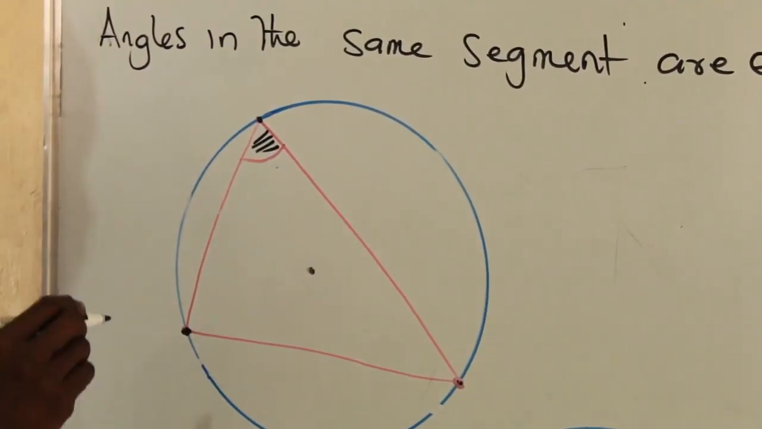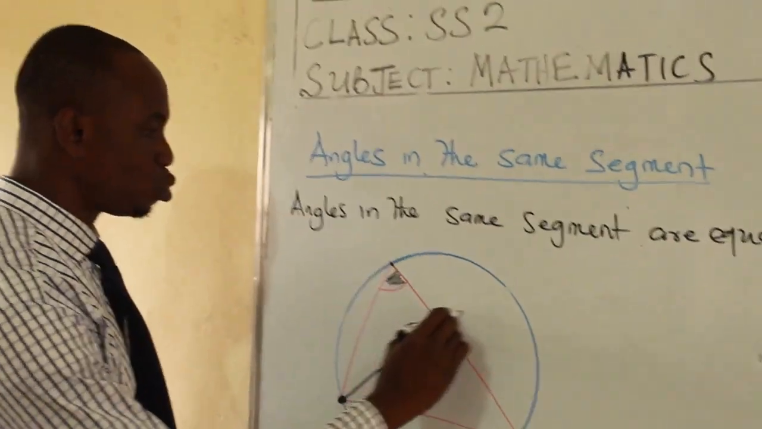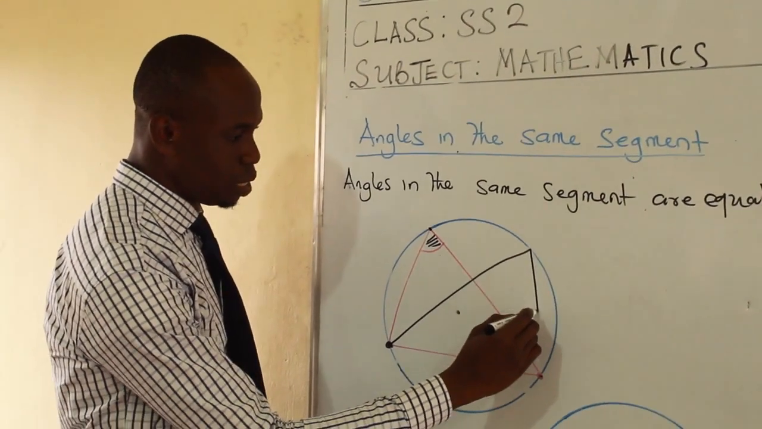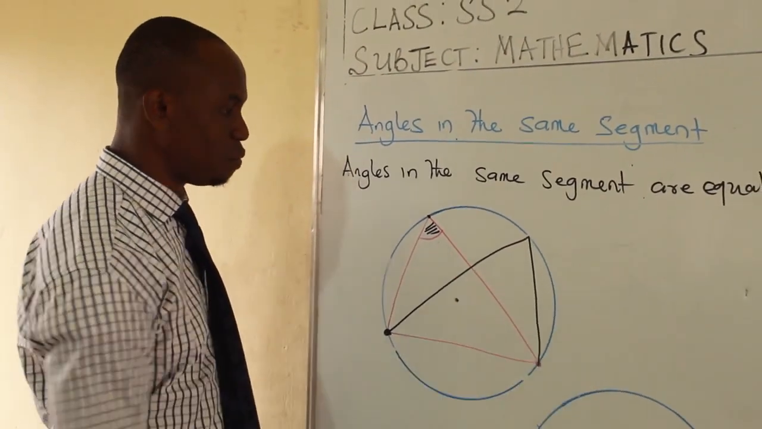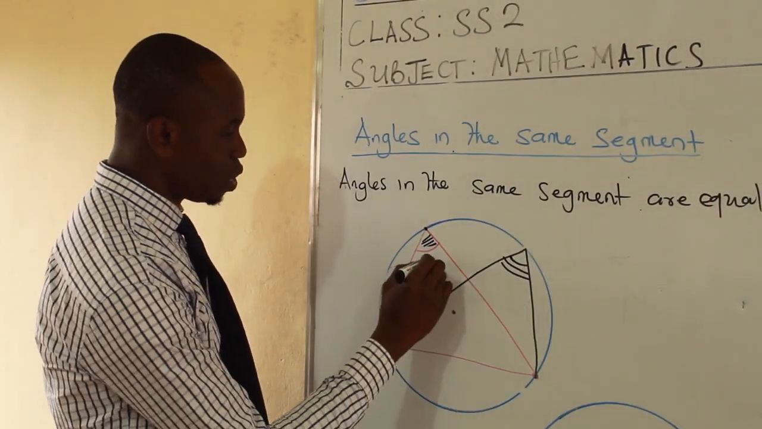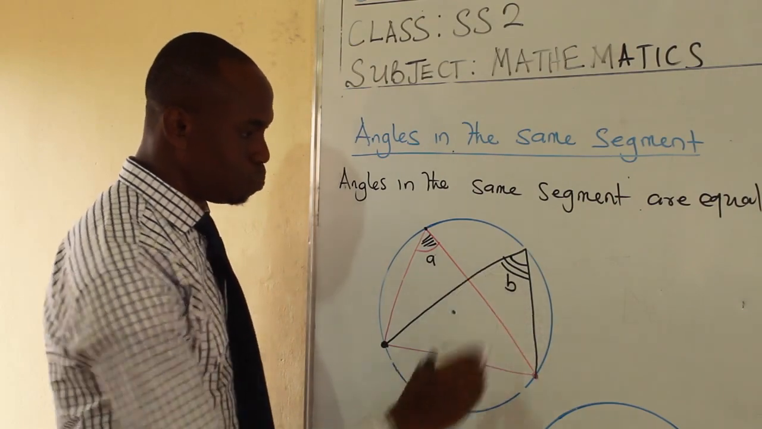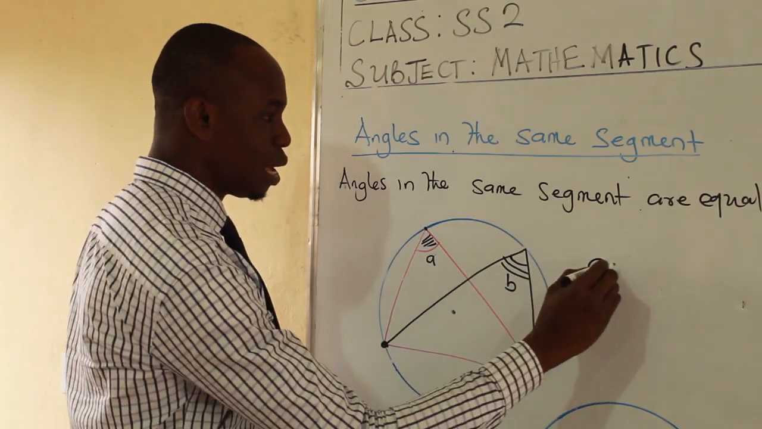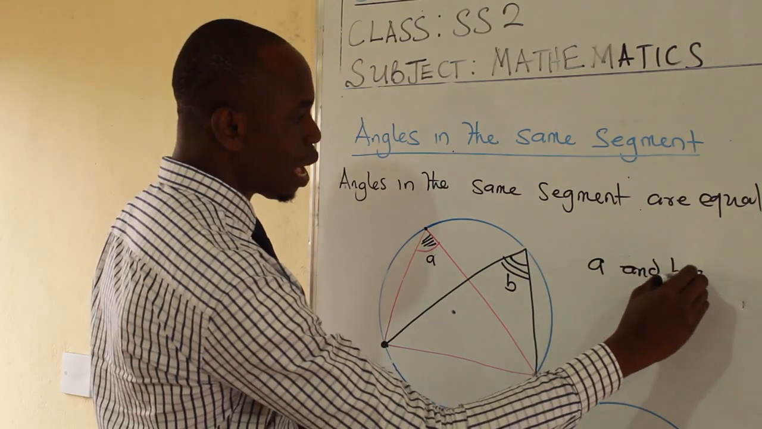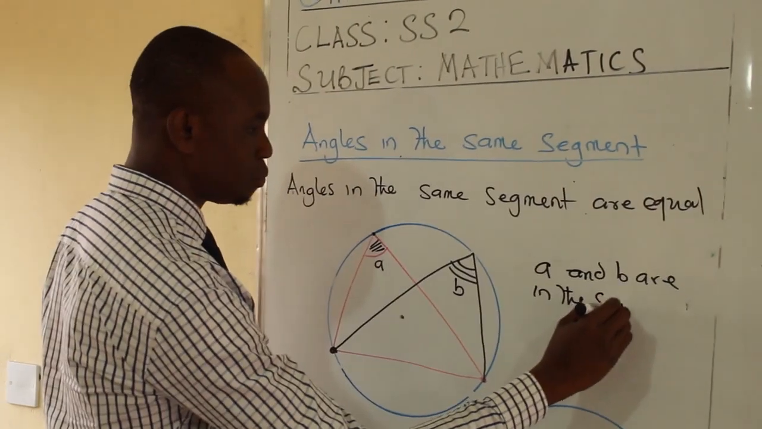If you draw another line from this same spot of the chord to touch another part in the circumference and bring it back to the other end of the chord, another angle is formed here. If this angle is lettered A and this angle is B, A and B are in the same segment.